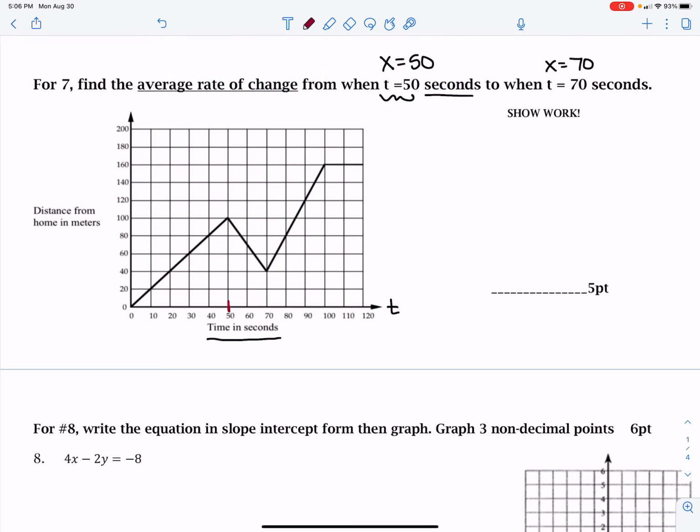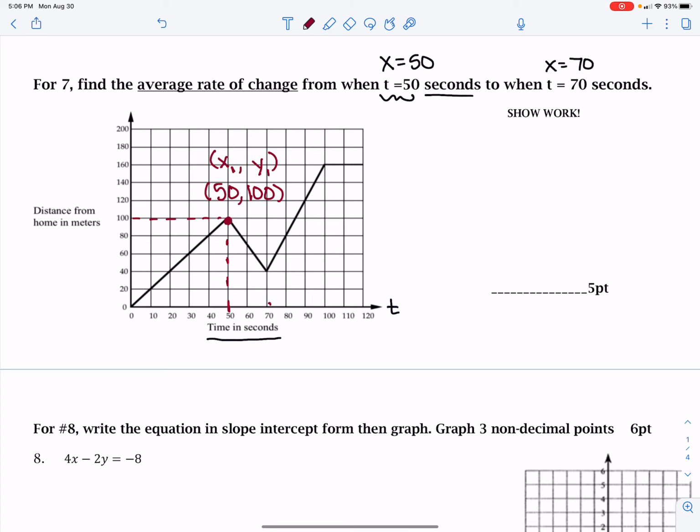Well, 50 seconds, okay, when 50 seconds is our x or our t value, what is our y value? Well, that would be 100. Okay. Remember, that's an x value and a y value. And since it's our first ordered pair, it's x1, y1.